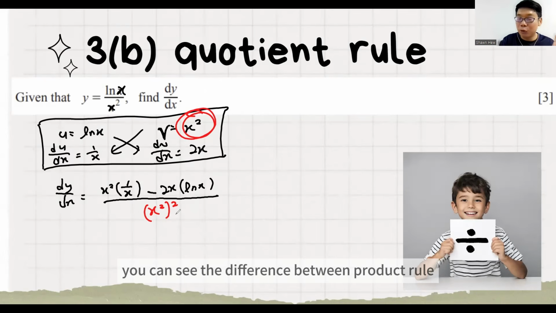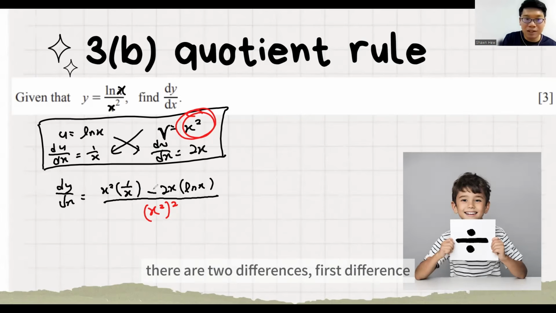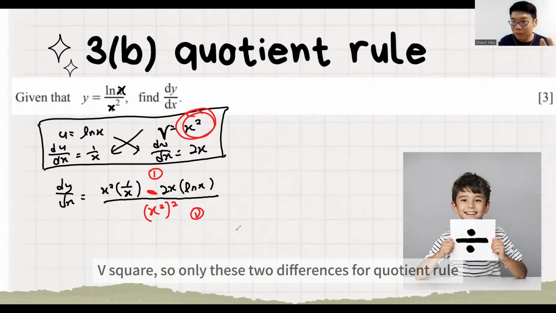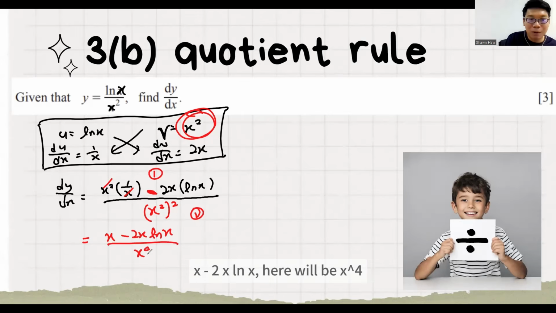You can see the difference between the product rule and the quotient rule. It's more complicated. There are 2 differences. The first difference is it will be negative. The second difference is it has a denominator of your v squared. So only these two differences for the quotient rule. Then we can simplify. So this time this will become x minus 2x ln x. Here will be x to the power 4.